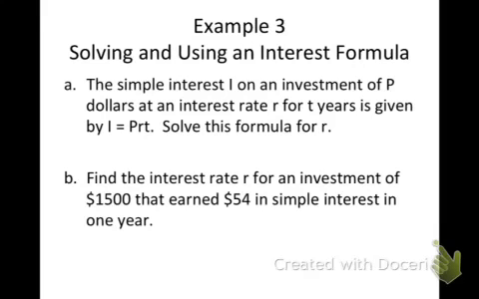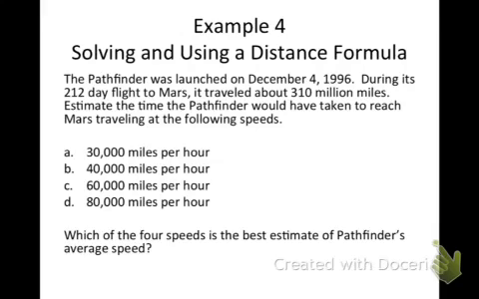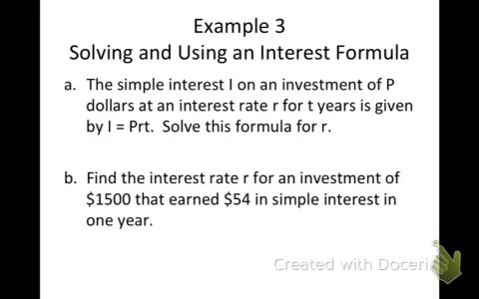Example 3. Solving and using an interest formula. A. The simple interest I on an investment of P dollars at an interest rate R for T years is given by I equals P R T. Solve this formula for R. B. Find the interest rate R for an investment of $1,500 that earns $54 in simple interest in 1 year.